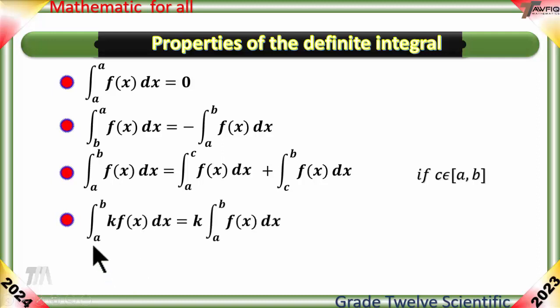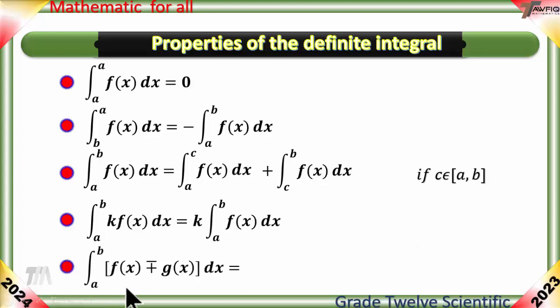Fourth, the integral from a to b of k f(x) dx. That means if we have a constant number multiplied by a function, we can take this constant outside of the integration. It becomes k times the integral from a to b of f(x) dx. Or we can say we don't have any work with the constant, only taking the integration of the function.